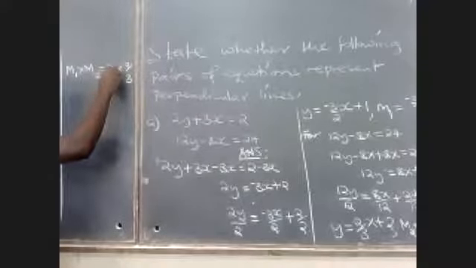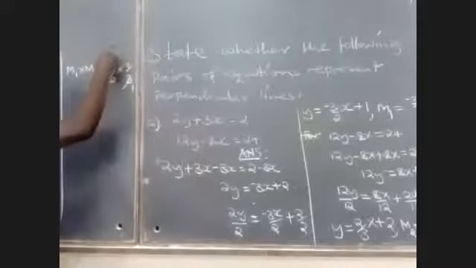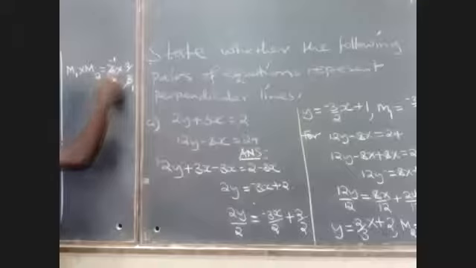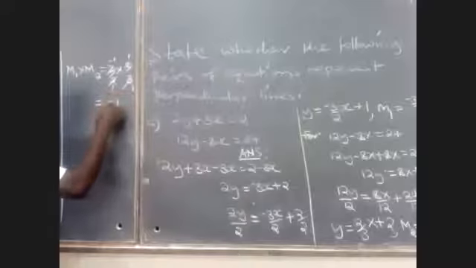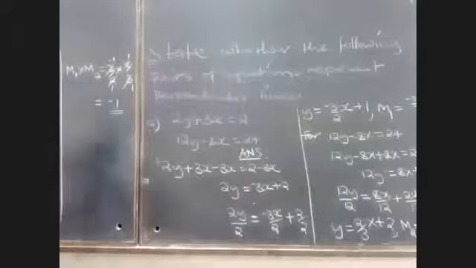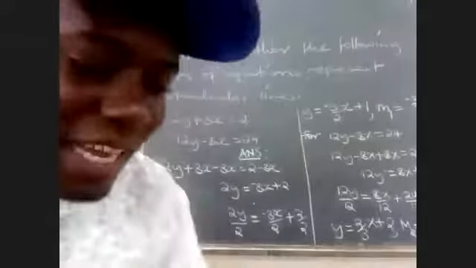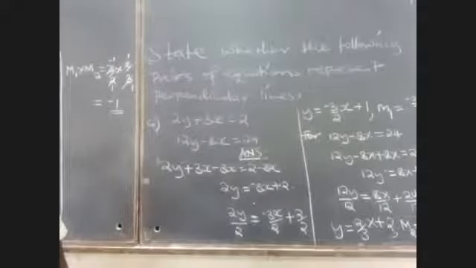Then we can divide the 3 by 3 and the 2 by 2. Here 1, here -1, so our answer is -1 out of 1, which is -1. Now, after getting M1 times M2 as -1, how would we conclude? Therefore, since the product of the line gradients is -1, they are perpendicular.